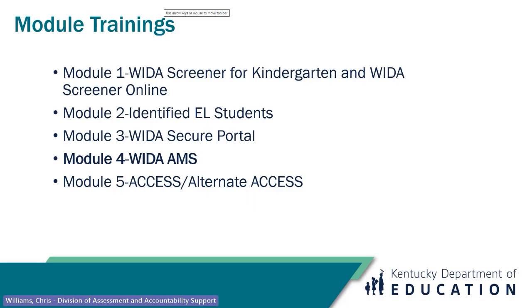And you can see that we do have Module 1, WIDA Screener for Kindergarten and WIDA Screener Online. Module 2 is Identified English EL Students or English Learners. And Module 3, WIDA Secure Portal. And we have Module 4, which we're going to go over in just a minute, WIDA AMS. And then our last module is Module 5, Access and Alternate Access. So let's begin with Module 4, WIDA AMS.